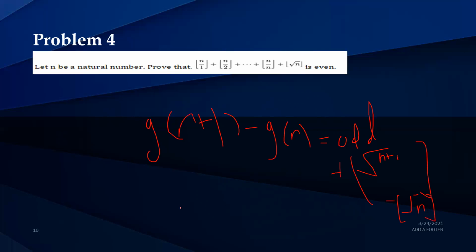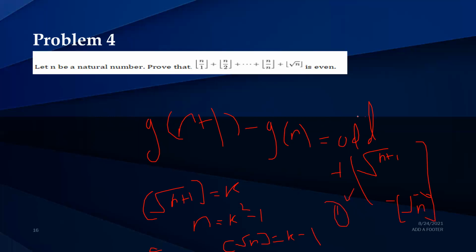Now what we are going to do is some algebra here. We are going to substitute floor of root of n plus 1 to be k. So this means that n is equal to k squared minus 1. So this means that floor of root of n is equal to k minus 1. So this means that the difference would be equal to 1.